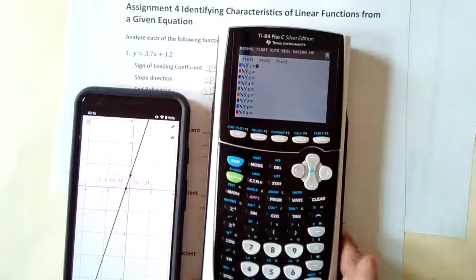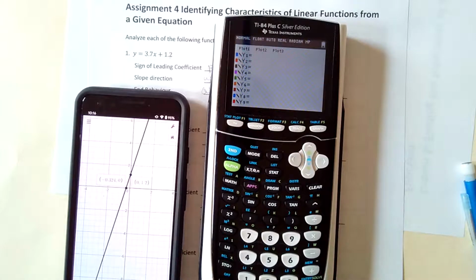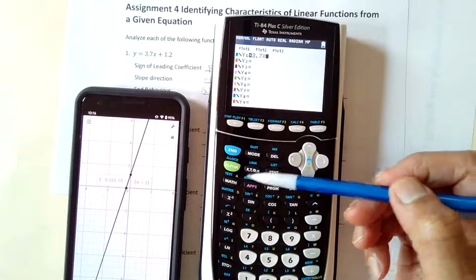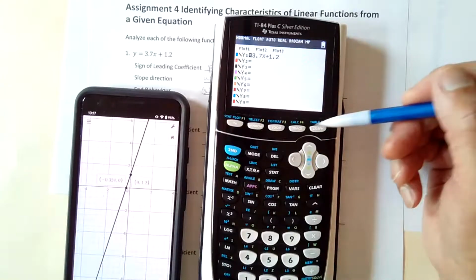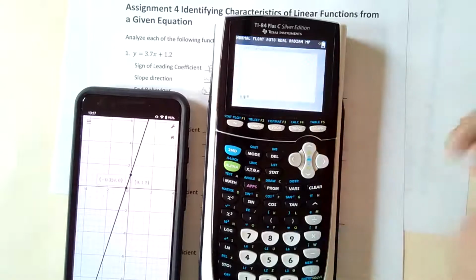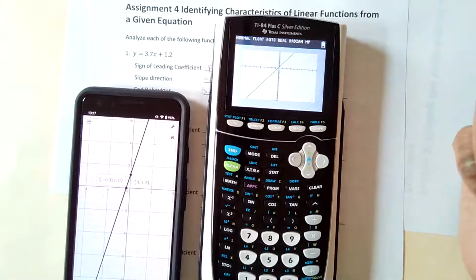Let's look how it appears in the graphing calculator. Okay. So for 3.7x, now this is your x. Now it's a plus button here, 1.2. Next, we have to press the graph button. Now my graph looks slightly different. That's because I didn't reset my calculator.